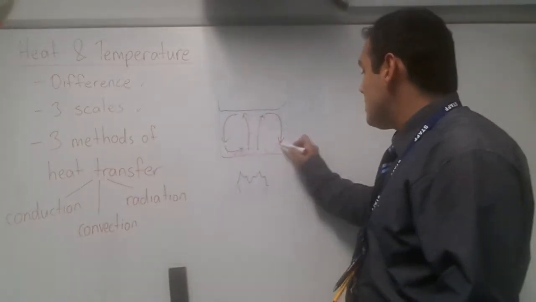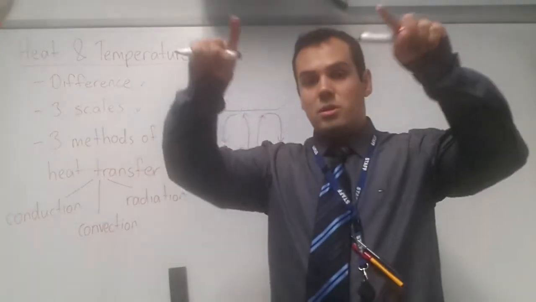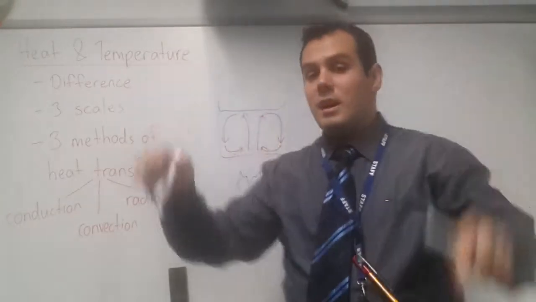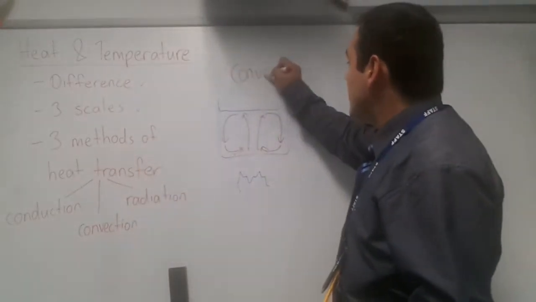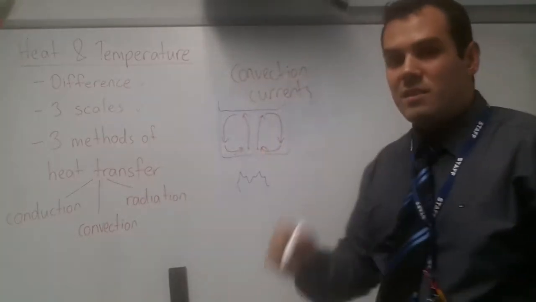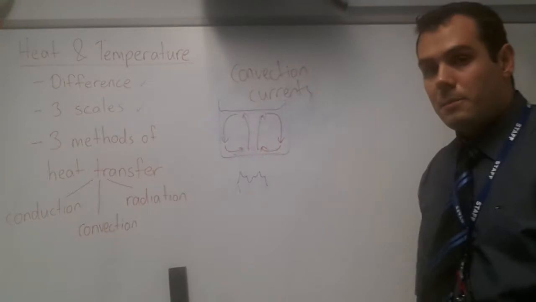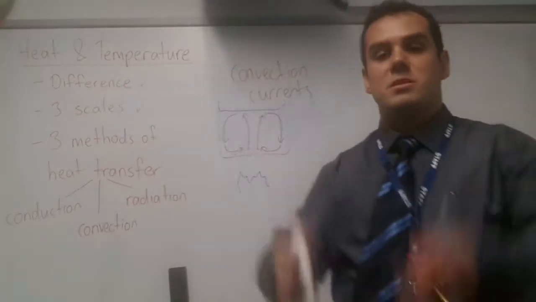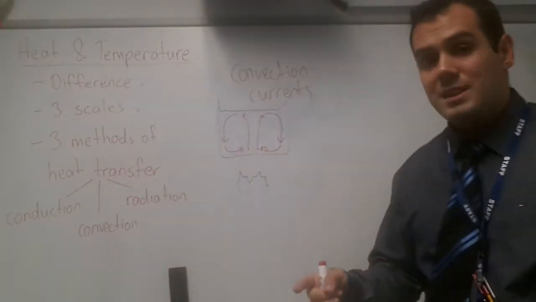So you're going to get this circular flow, this circular motion. And these are called convection currents. Very important: convection currents. We see this in water when we heat up water, because the atoms are free to flow. We also see this in gas.